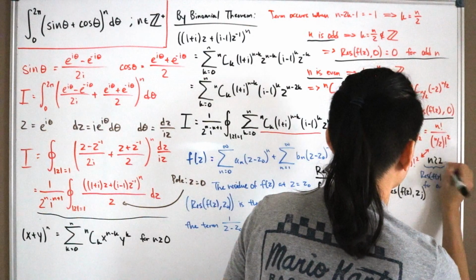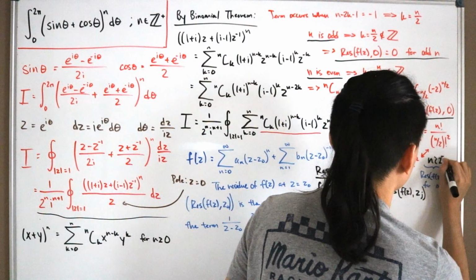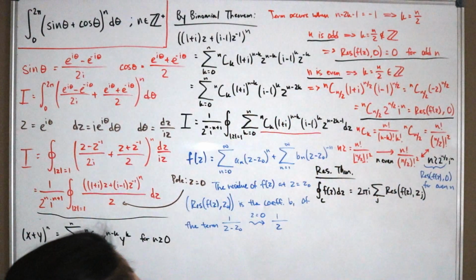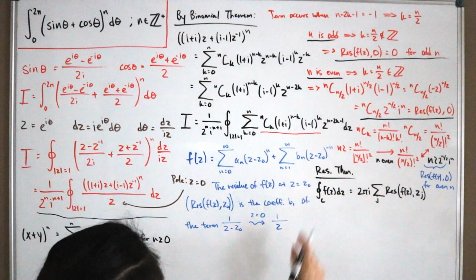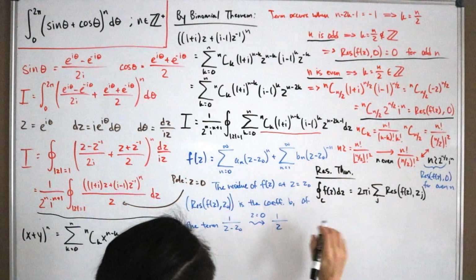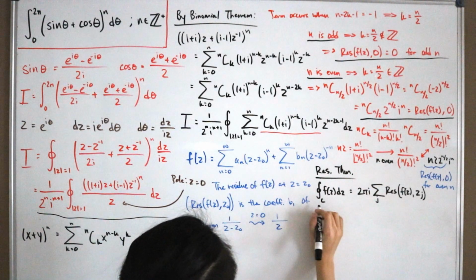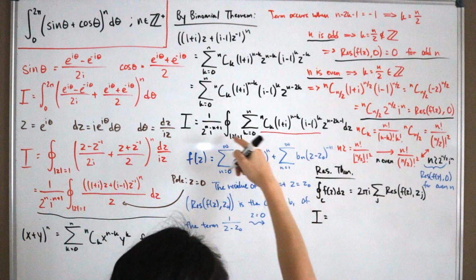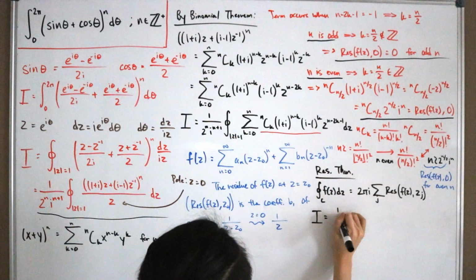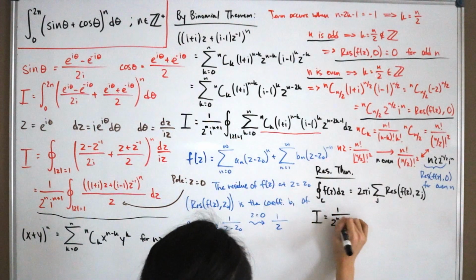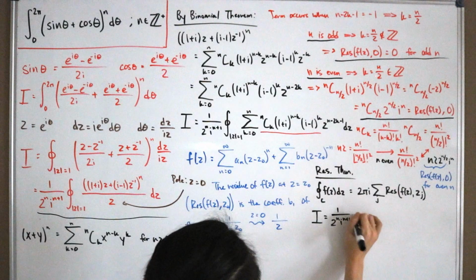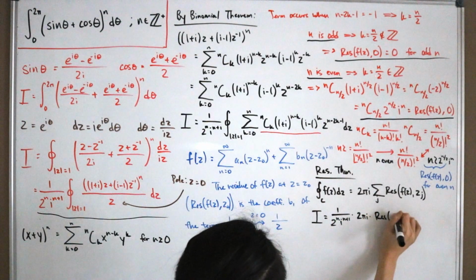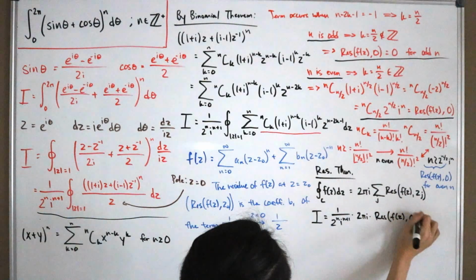So this will be just 2 to the power n divided by 2, multiplied by i to the power n. Now the last thing is that we just apply the residue theorem, which simply uses the formula. Then we have the following: I is equal to 1 divided by 2 to the power n, then i to the power n plus 1, multiplied by 2 pi i, and then multiplied by the residue of f of z at the pole 0.